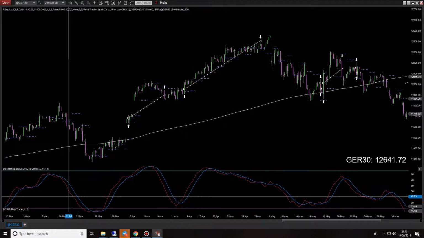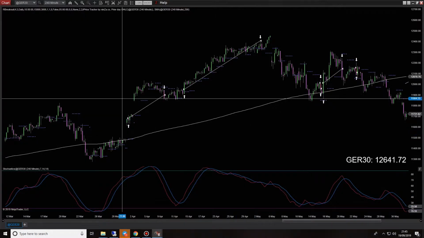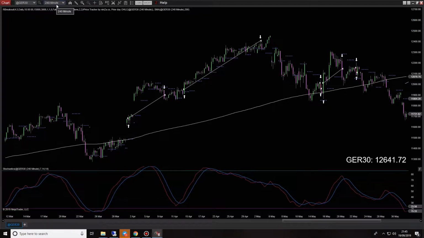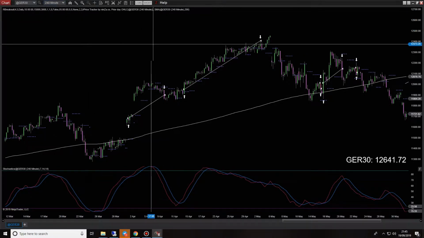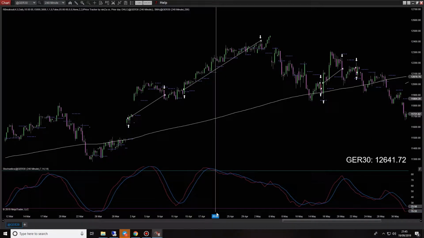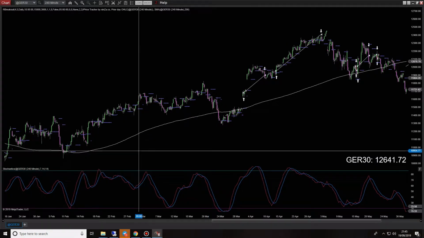On the chart I've got the 200 MA and the stochastic. Nothing fancy about the settings on this, all pretty basic. We're looking at the 240 minute with the DAX, the GER30 CFD variant.